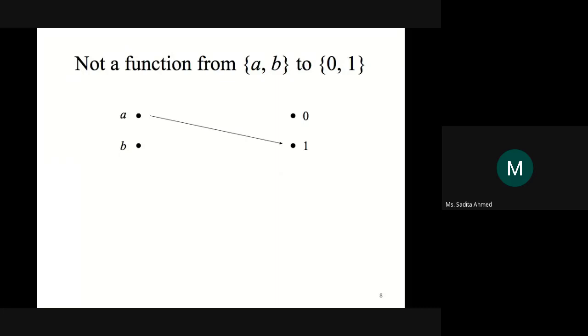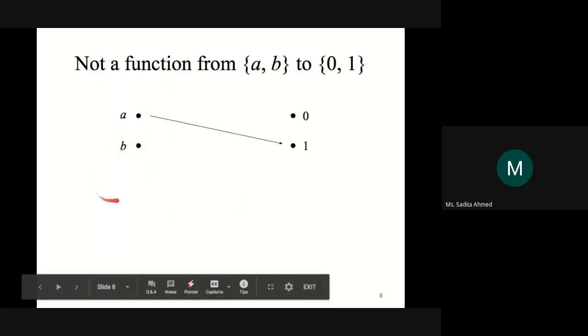Okay. This, they're saying, is not a function. Why is that? Yes, because B is not mapped to any elements. Exactly. And every element on the left-hand side must be mapped. And B is not mapped to any element. So that is why this is not a function.